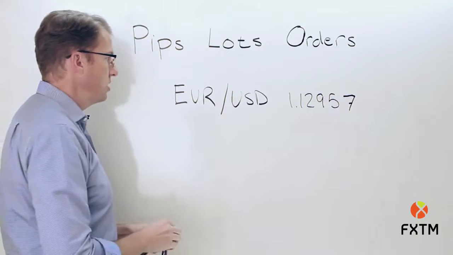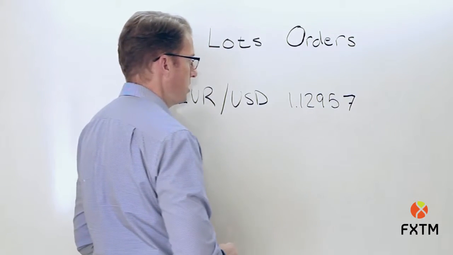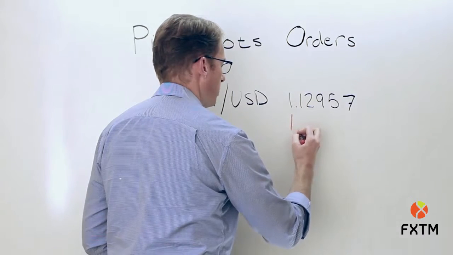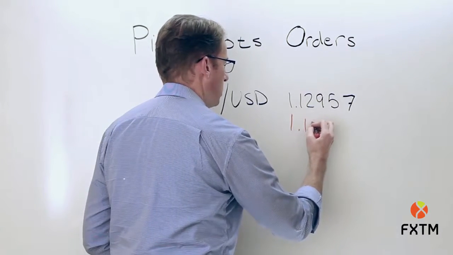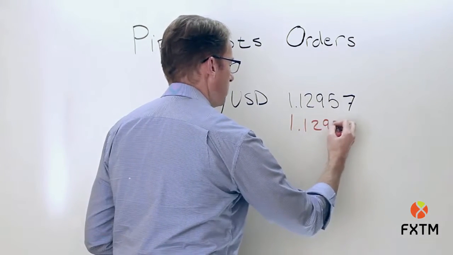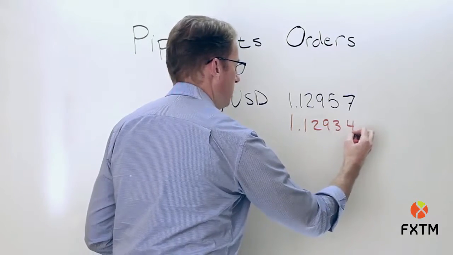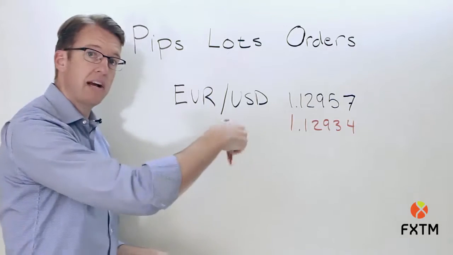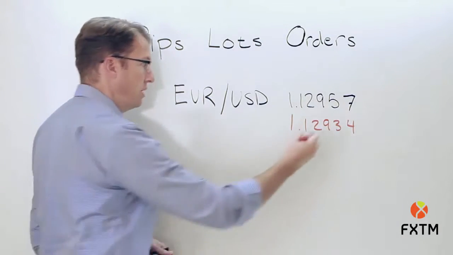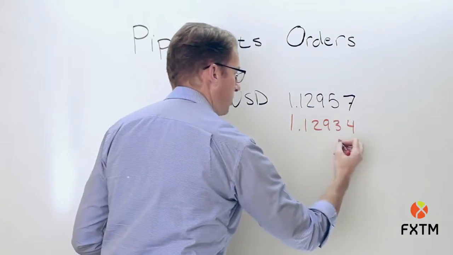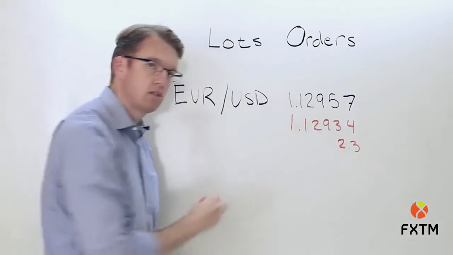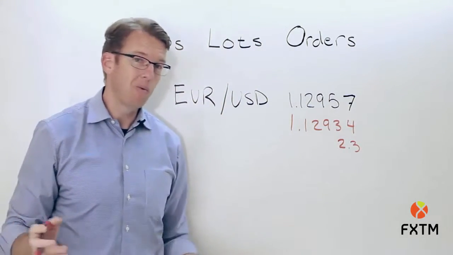So let's imagine that the exchange rate of the euro to the US dollar changes a little bit. We'll say that it drops in value and is currently 1.129334. So this is a change both in pips as well as a fractional amount of pips, or points. In this case, it's actually fallen by 2.3 pips in total.